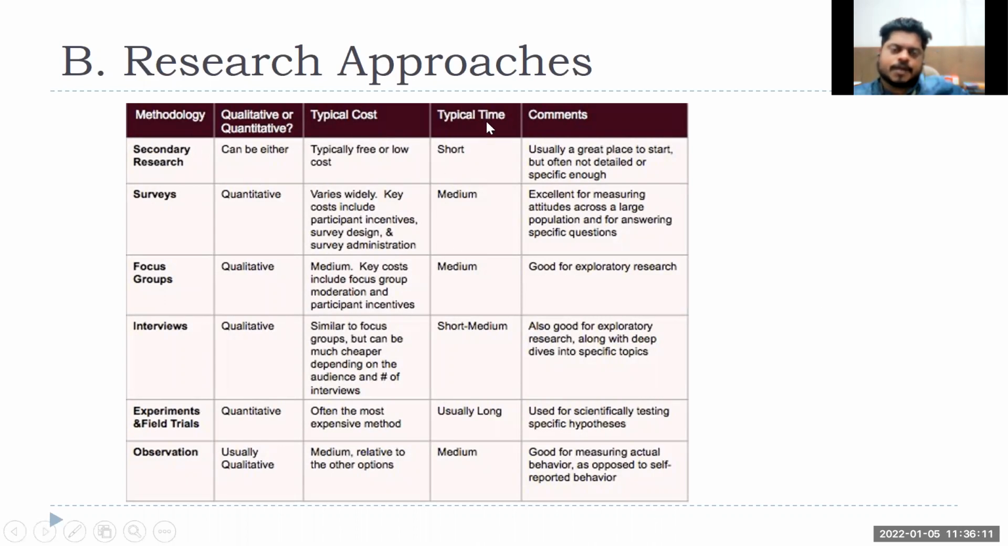And then typical time, secondary research obviously is short because already you have that information. You just have to find out from where you have to download the data. Surveys, medium. Focus groups also medium. Interviews short to medium, depending upon how many interviews you are taking. Experiments and field trials, right? That is usually long because you have to send certain product, carry out product testing in certain market. You have to plan. So when I say usually long, it is in comparison to surveys and interviews, right? Surveys, interviews you can complete within 1 month. Experiments, field trials, at least a few months will be required.